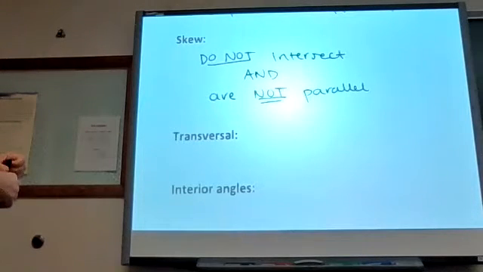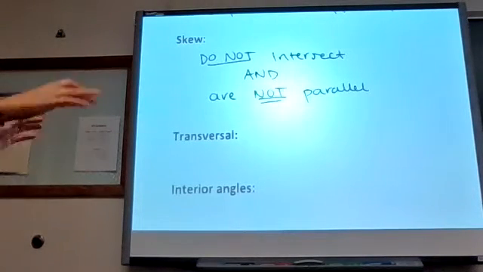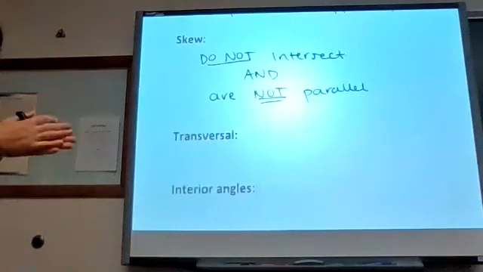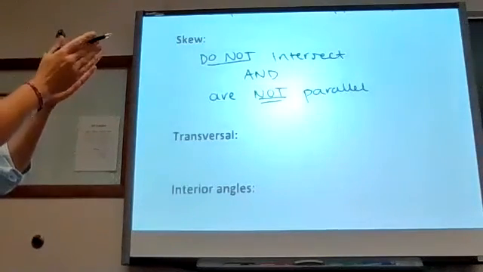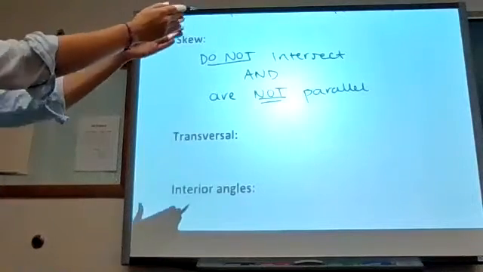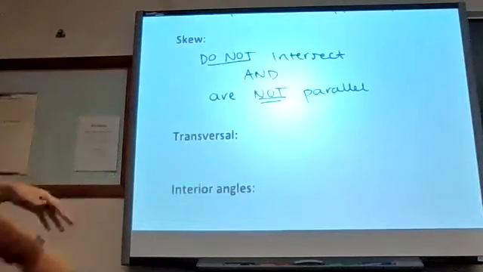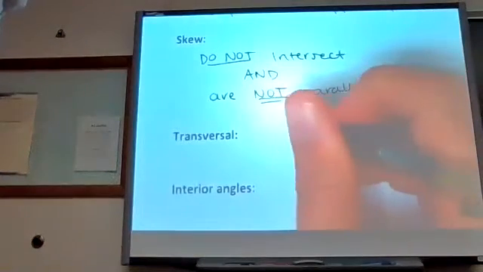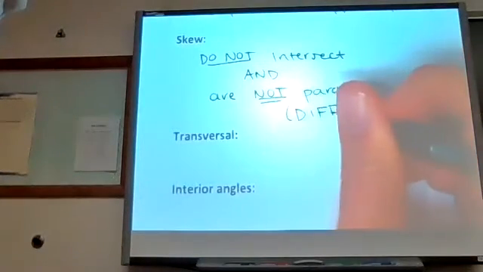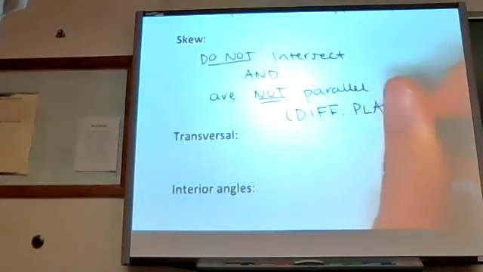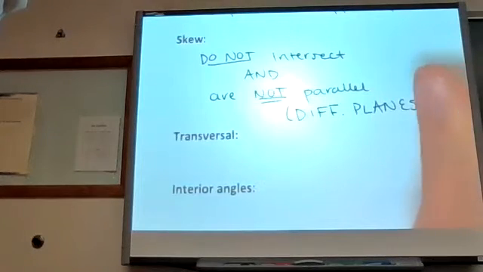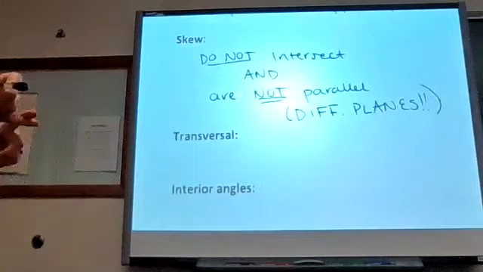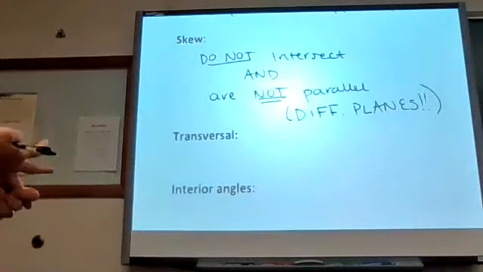Now, if you're on the same plane, like a coordinate plane, if you're graphing, the only way lines will not intersect is if they're parallel. If they're even just a little bit not parallel, eventually at some point they would meet, okay? So the only way that skew lines can exist is if they are on different planes. Okay, that is the only way that this situation could happen, is that they are not parallel lines, but they also do not intersect.